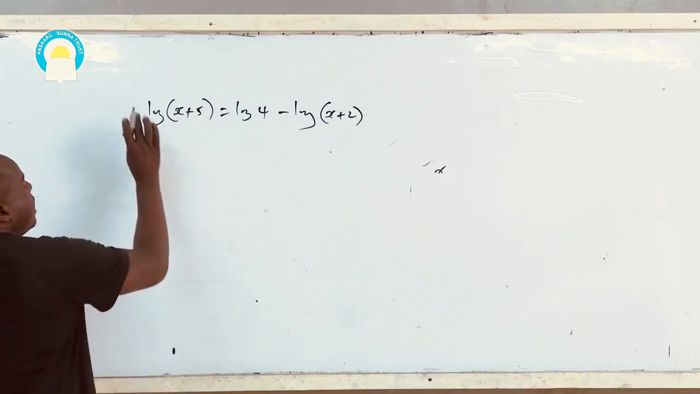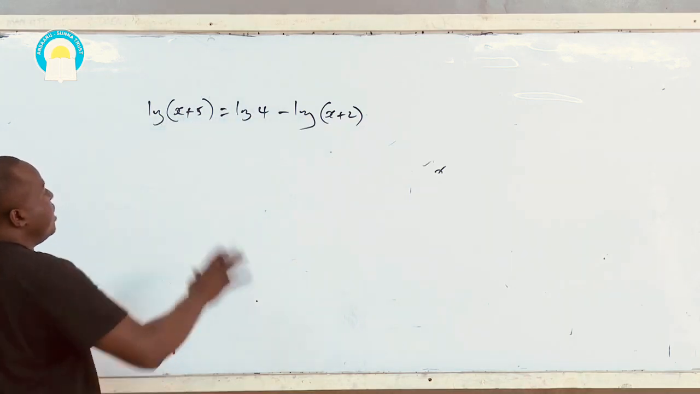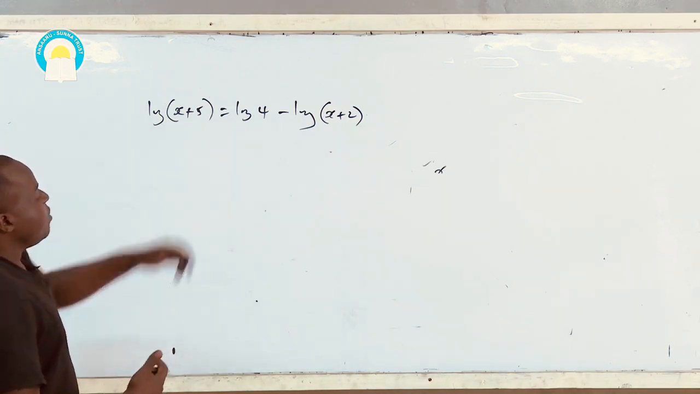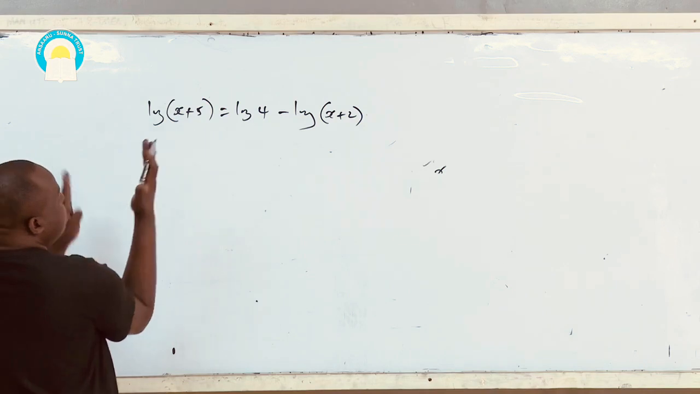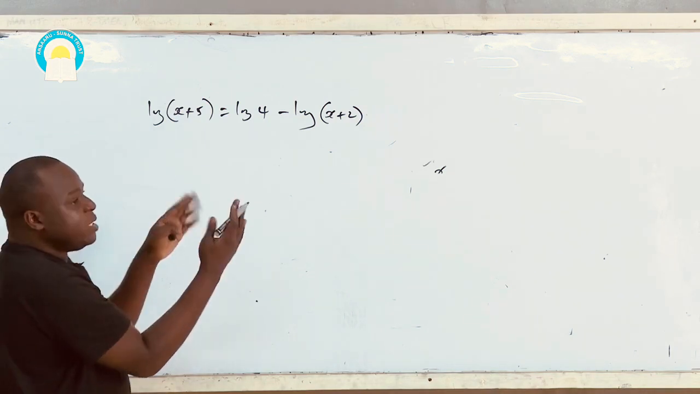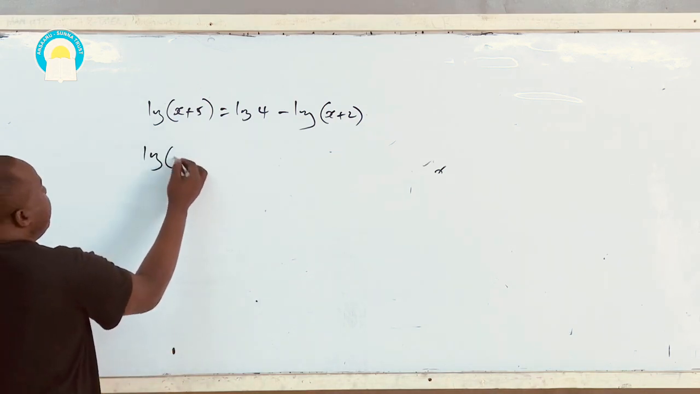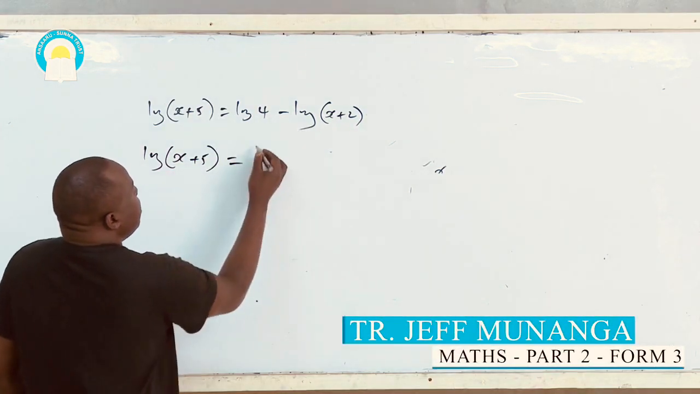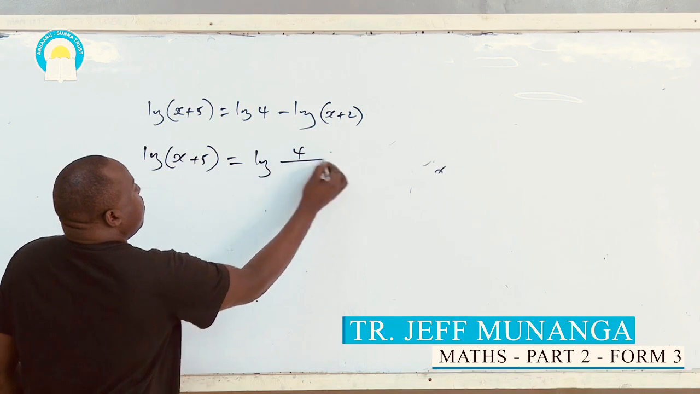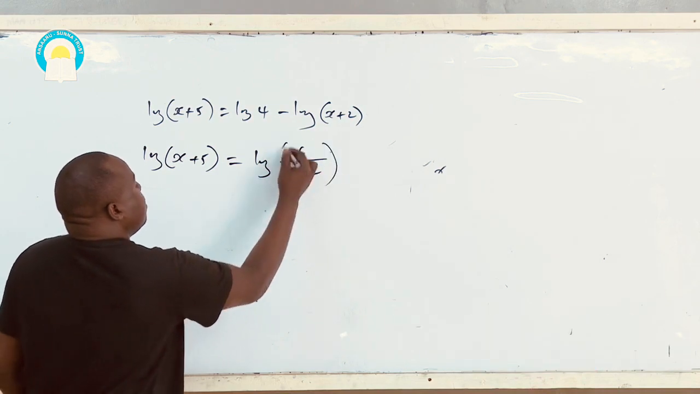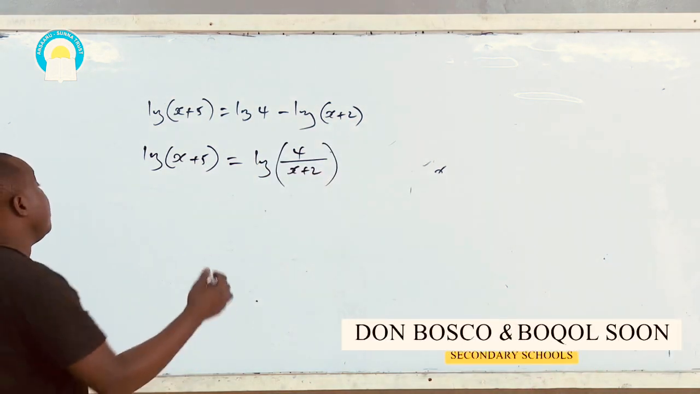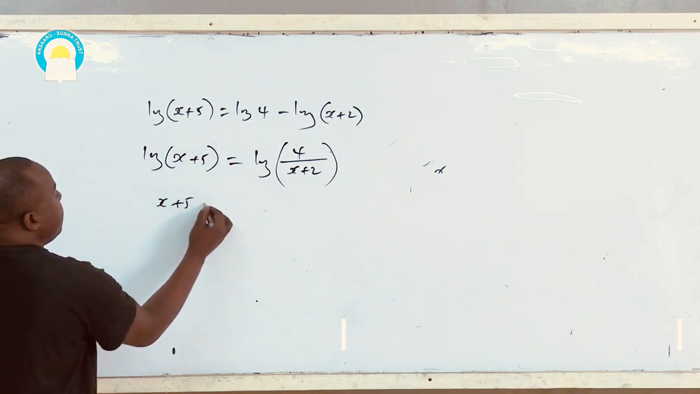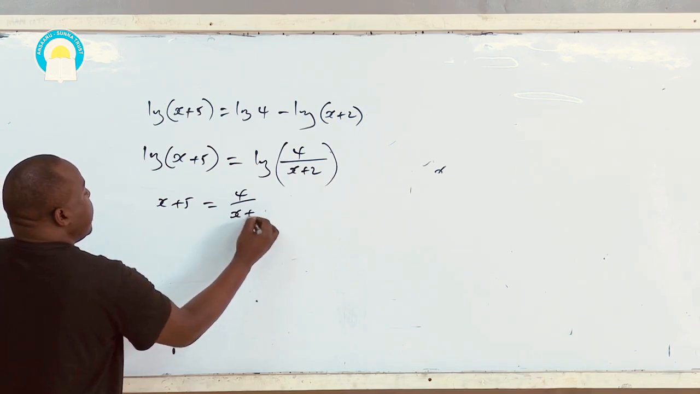So now, there are logs everywhere, there are no coefficients. So it's simply solving. If you're working this out, make sure that you have one term on the left, one term on the right. On the left, I'll have x + 5, like I've already explained. On the right, there's division, so this should be log of 4 over (x + 2). Okay, then x + 5 equals 4 over (x + 2).